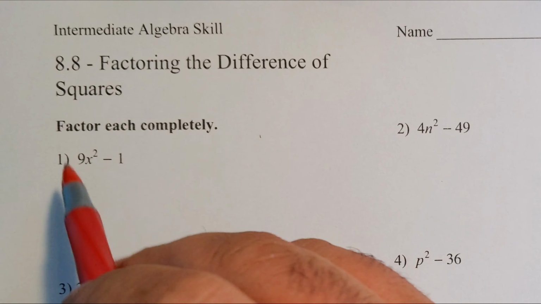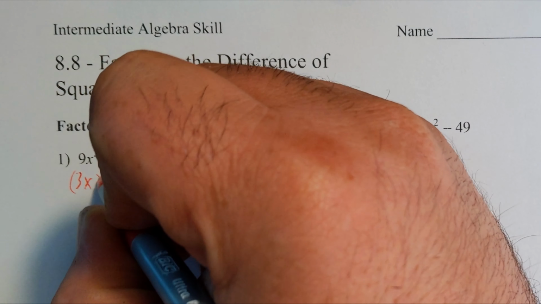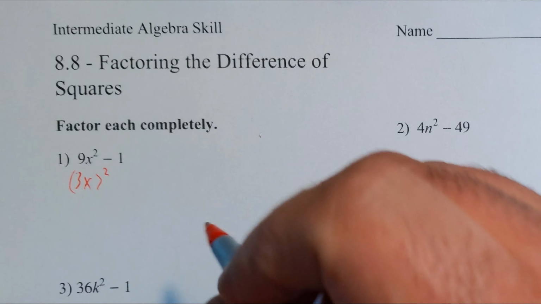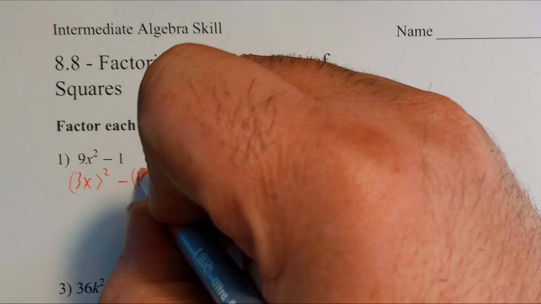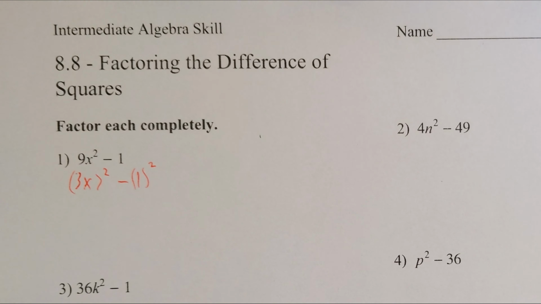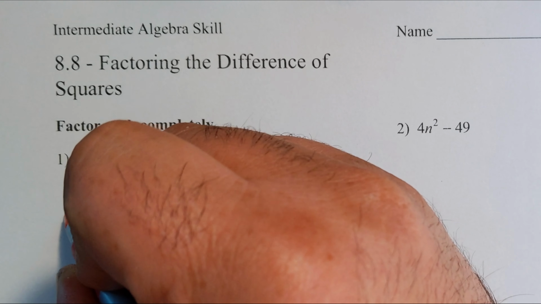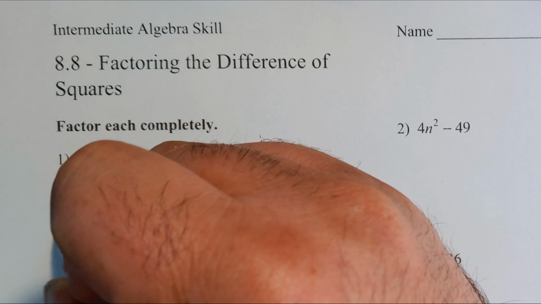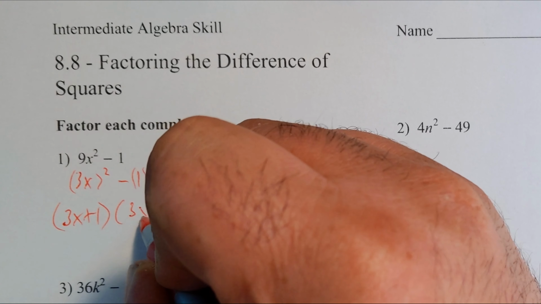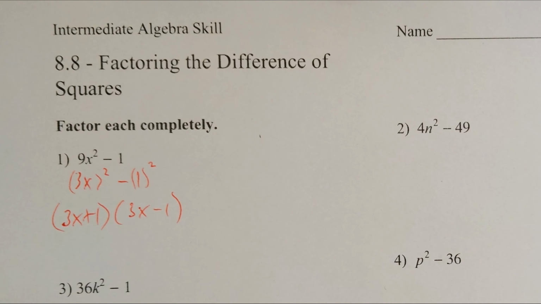So on this first one, 9x squared is like 3x being squared, and that 1 is like 1 being squared. So it's just going to be 3x plus 1 and 3x minus 1. And that's it for factoring.